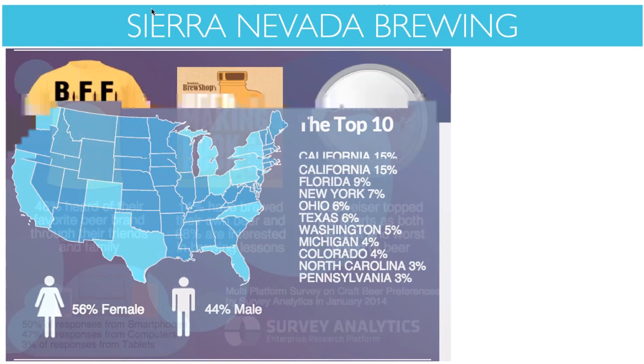46% heard of their favorite beer brand through their friends and family. 14% have brewed their own beer, and 68% are interested in brewing lessons. And what's extremely interesting, Budweiser topped the charts as both the best and the worst brand of beer. And looking at a multi-platform approach, 50% of responses came from smartphones, 47% from computers, and 3% came from tablets.